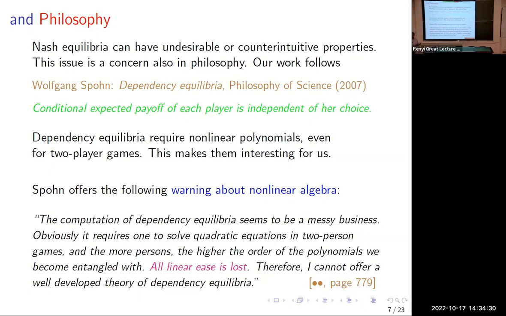So it's this warning, precisely this warning, that makes them interesting to me, because I'm interested in nonlinear algebra. It's precisely the nonlinearity. It's precisely that we're not talking about linear spaces, but varieties that makes it interesting. Right? So that's why this is called the Spohn variety.